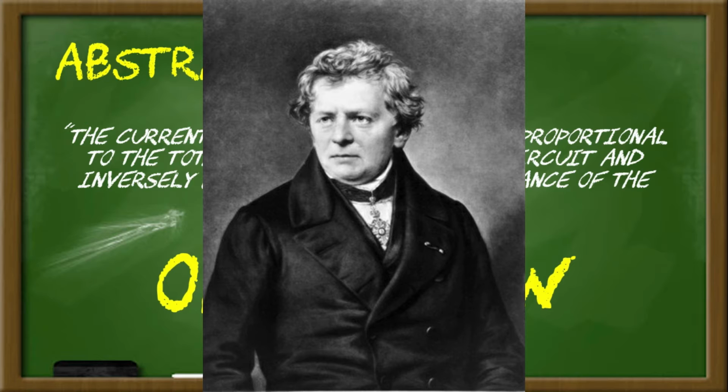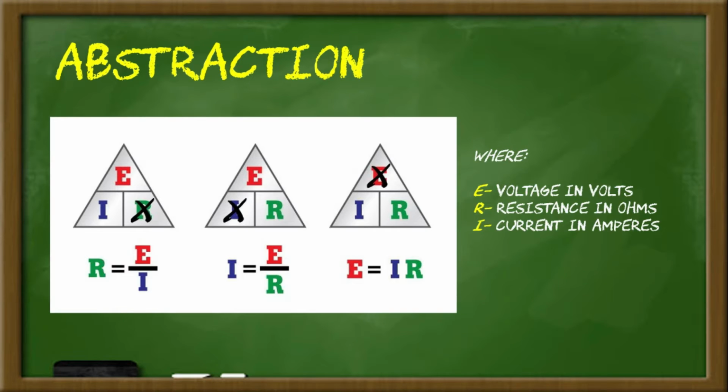The relationship of voltage, current, and resistance is algebraically derived using this formula, where E is the voltage in volts, R is the resistance in ohms, and I is the current in amperes. So R is equal to E over I, then I is equal to E over R, and E is equal to I times R. Now, let us discuss how to apply the Ohm's law in series and parallel circuits.